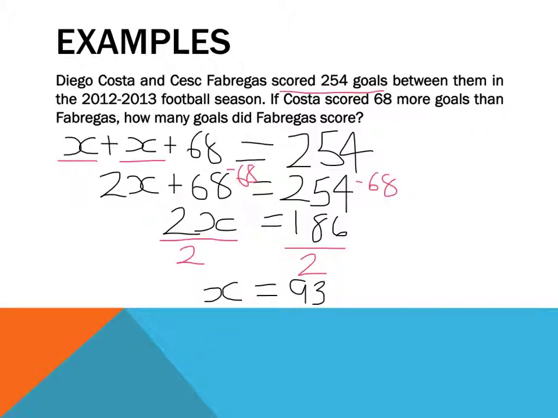Now, who is x? Is that Diego Costa or is that Cesc Fabregas? Let's go back to the original. Okay, it says Costa scored 68 more than Fabregas. So Diego Costa must be the x plus 68, which means that the x was actually Fabregas. My question's asking me for Fabregas, so this answer here is correct for Fabregas. See what I did there? Once I came to my answer, I checked back and saw who it was for.